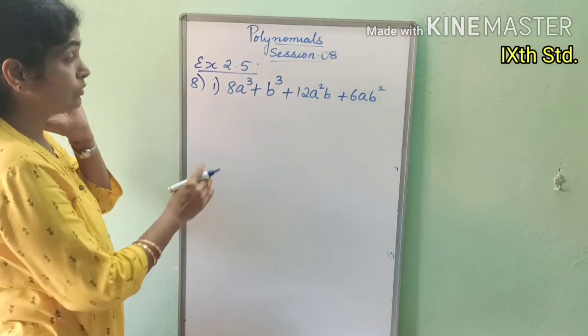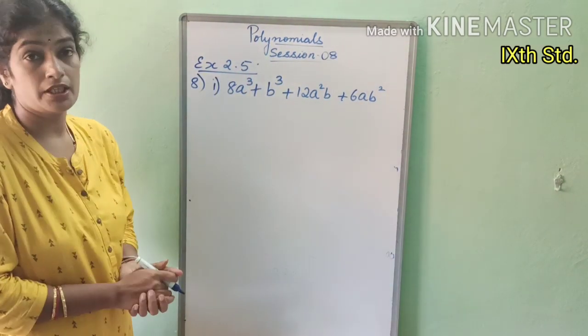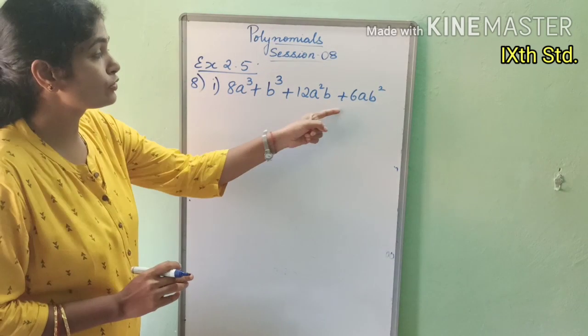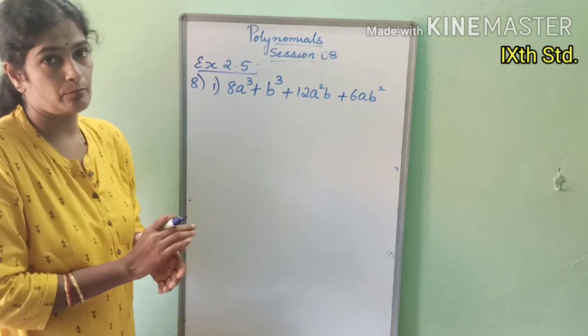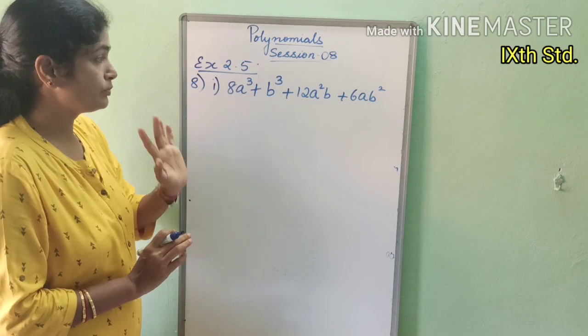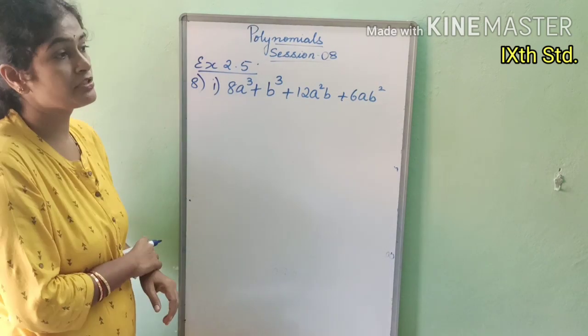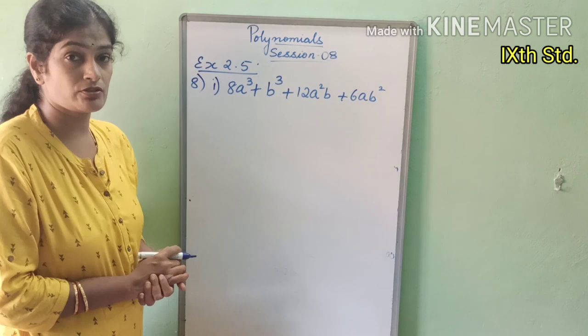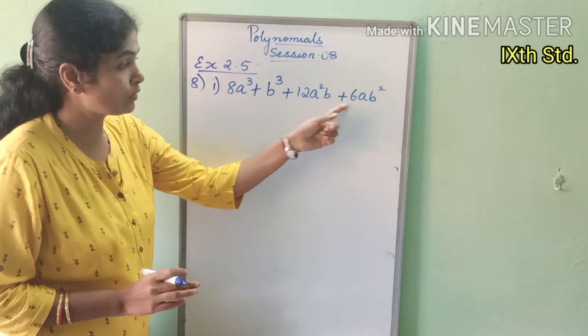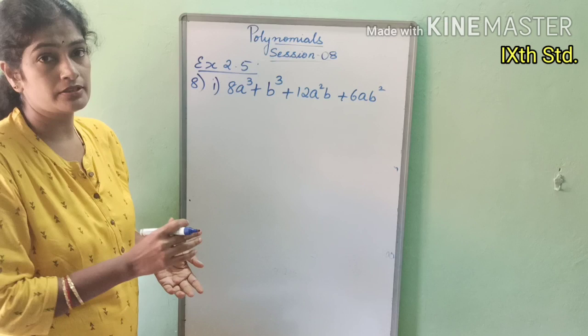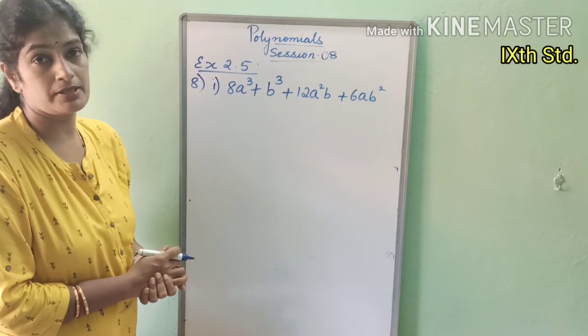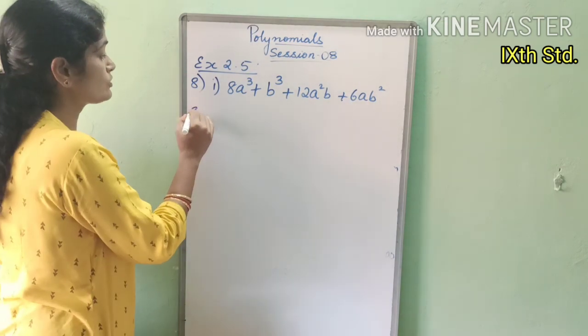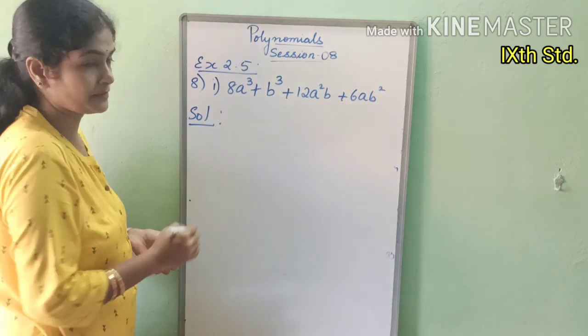Right. Now, which identity to be used? Just looking at the expression, it is positive throughout and it is a cube. So, whichever identities we know, x plus y whole cube and x minus y whole cube. Since here throughout it is plus sign, we are most likely to use x plus y whole cube. So, let's use that identity and solve it.